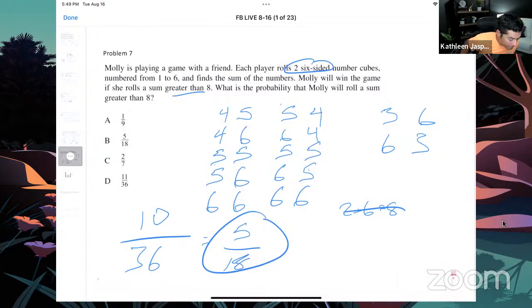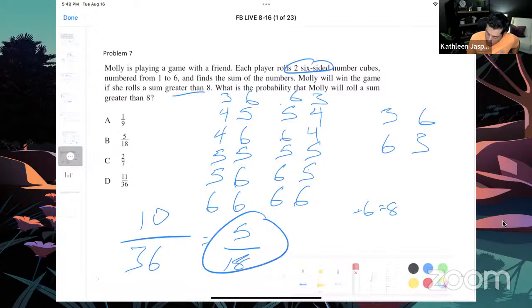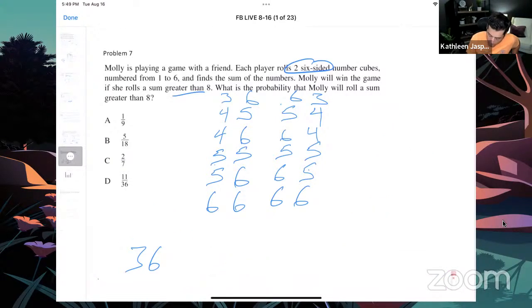You know what? I think this problem might. What about 3, 6? 3, 6 is greater than 8. Molly wins the game if she rolls a sum greater than 8. What is the probability that Molly will roll a sum greater than 8? I've got to put 3, 6. All right, this is live action. 6 and 3. So why is that not working?